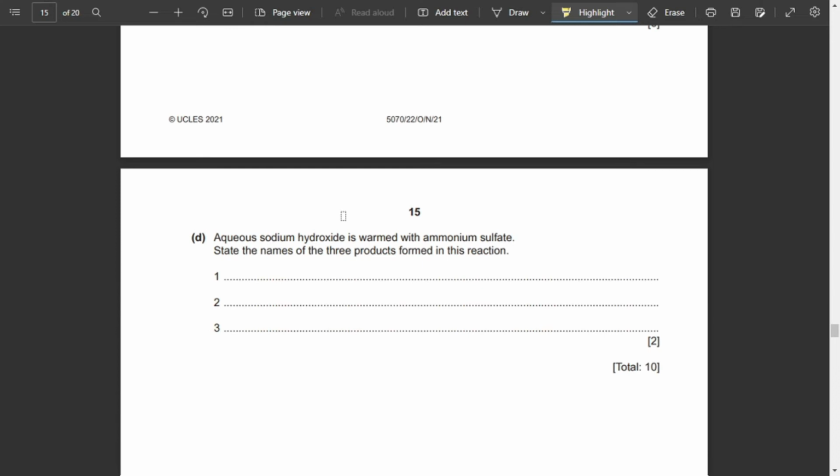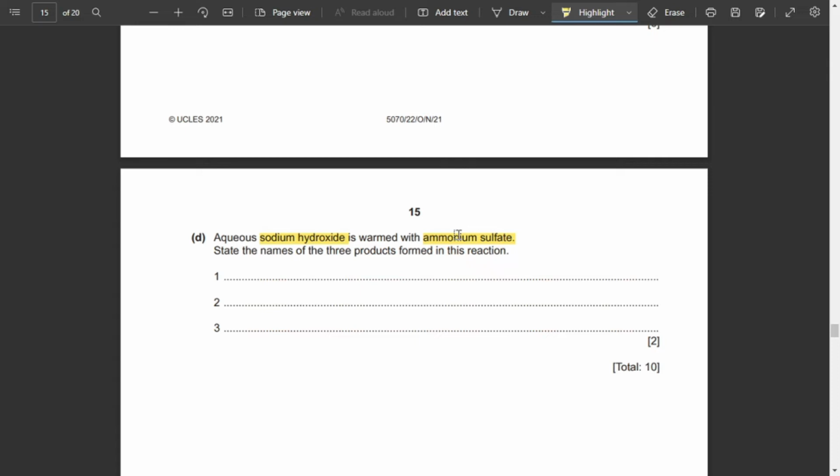Moving on to part D. Aqueous sodium hydroxide is reacted with ammonium sulfate. State the names of 3 products formed in this reaction. The 3 products formed in this reaction, we are going to look into them. First of all, we have water in it, and we also have, let me highlight it for you, sodium hydroxide reacted with ammonium sulfate. So of course we are going to have water in it.